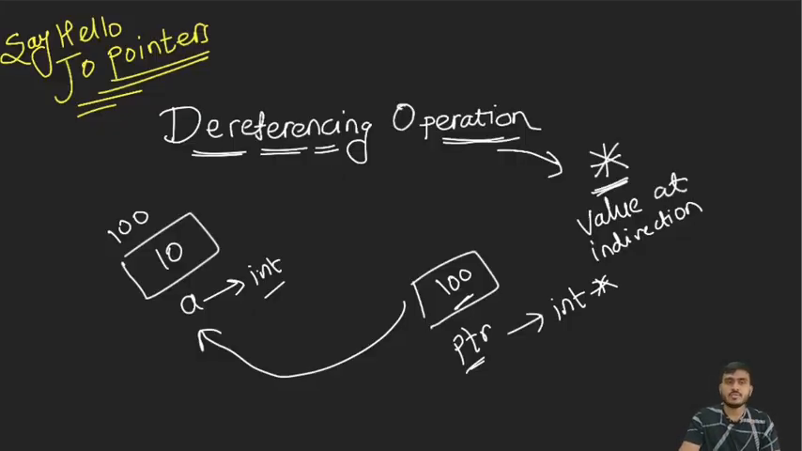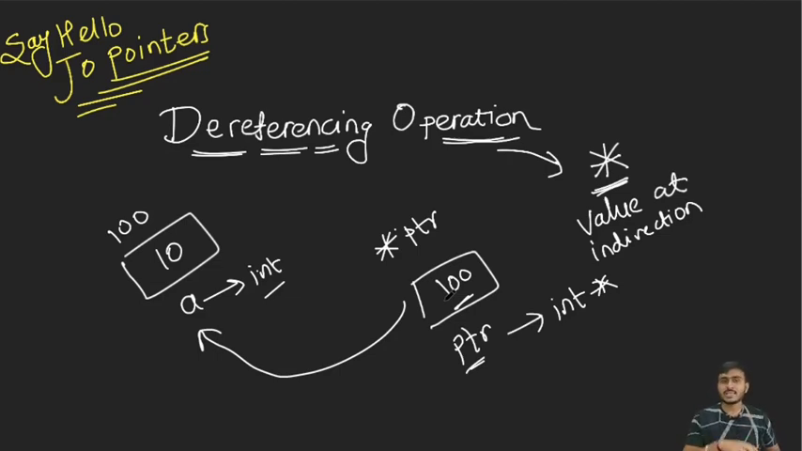So what we are doing is we are writing star PTR. Whenever we write star PTR, that means, see, PTR has the value 100. It is storing 100 as its value. So when we write star PTR, that means the value at 100 location. What is the value at 100 location? You can quickly see that the value at 100 location is nothing but 10, because A is a variable which is present at 100 location.